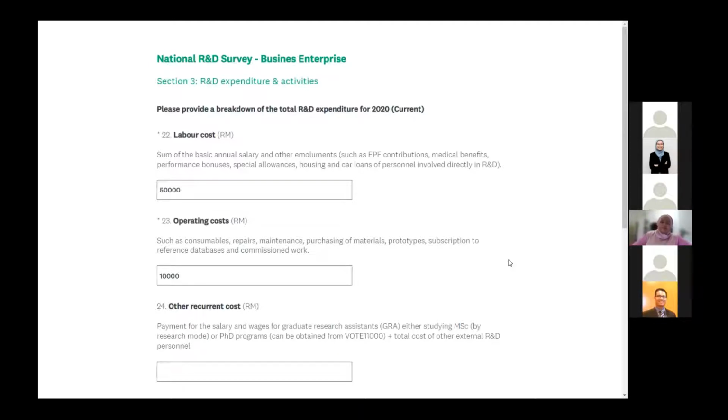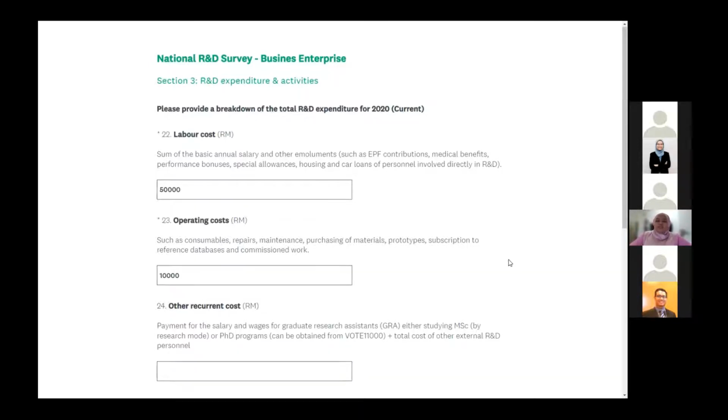For example, let's start with the most important one, which is labor cost. The meaning of labor cost is what is the total amount each researcher gets. So I understand some companies have maybe 10 researchers. So for each researcher, how much do they get when they take home salary? They might have a basic pay of 1,000, but at the end of it, they might get back 5,000. So that's an example, 5,000 times 10 people, times 12 months. So that is the total cost for the year of 2020.